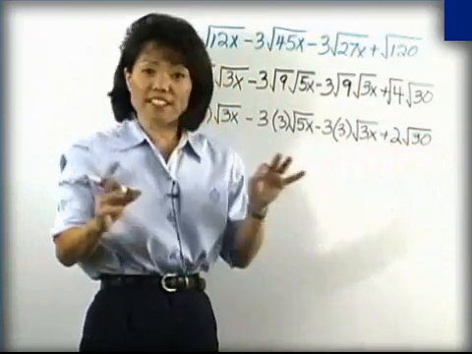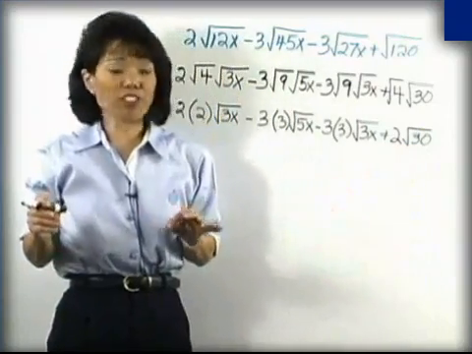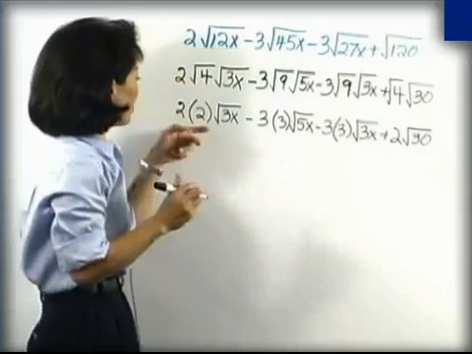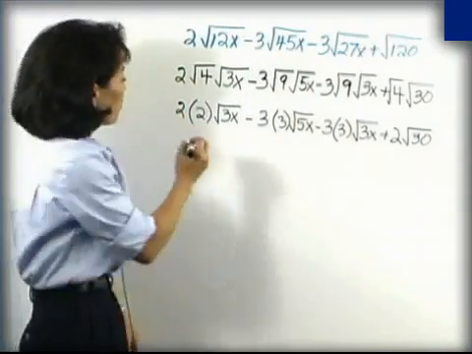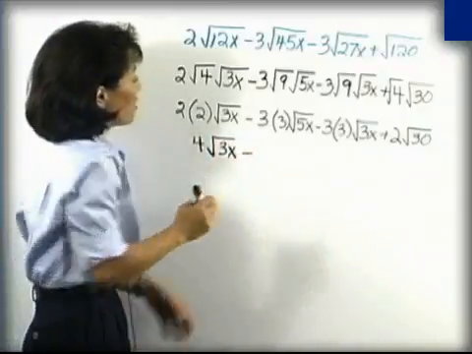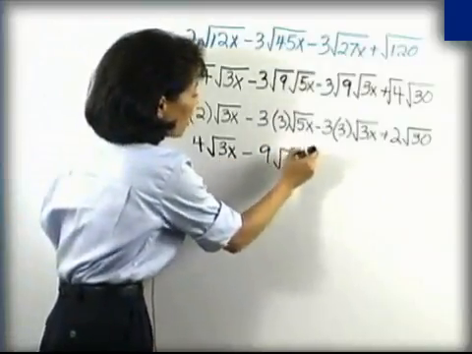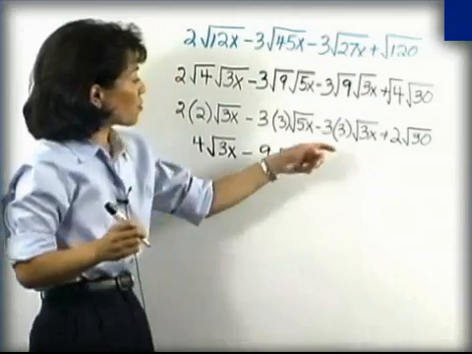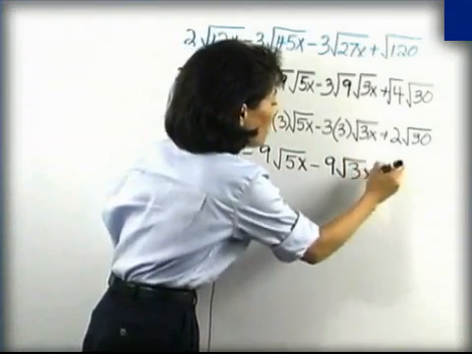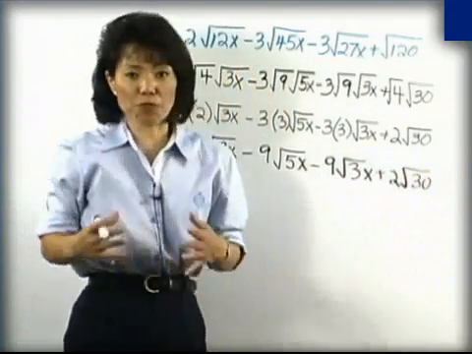Now the square root of 30 does not have a factor that's a perfect square, so even though that's a rather large number, it stays as our radicand. Now what do we have? The outside numbers, 2 times the 2 that was there, give us 4 root 3x minus 3 times 3, 9 root 5x, minus 3 times 3, 9 root 3x, and finally, down here at the end, we still have this 2 times the square root of 30.